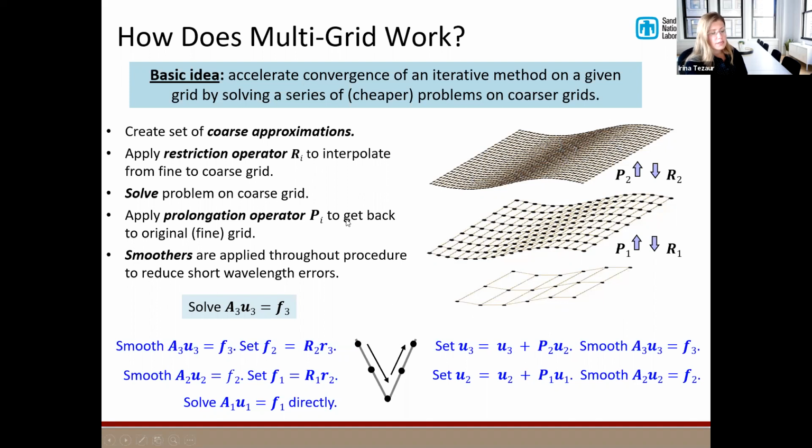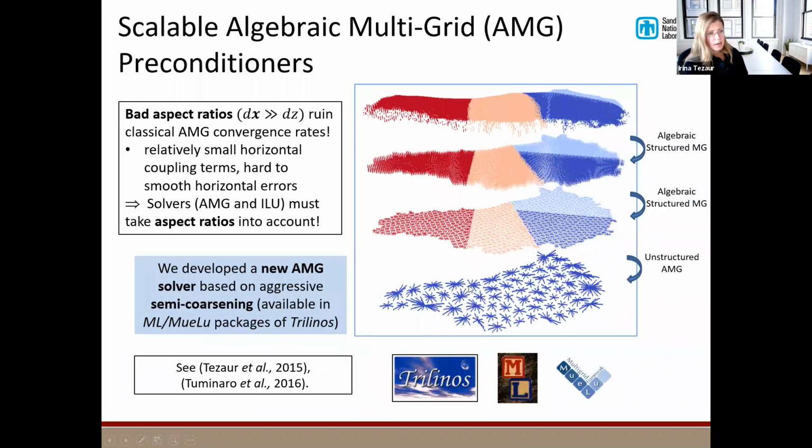And so we're looking here at algebraic multigrid methods, and what that basically means is that you're doing the coarsening at the level of the graph of the matrix rather than actually having to form these meshes. So that's kind of the whirlwind overview of multigrid.